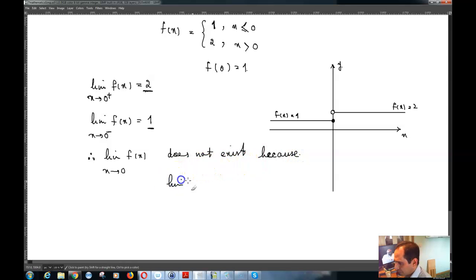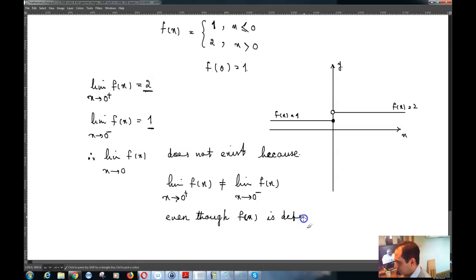And the reason is that the limit of f of x when x tends to 0 from the right is not equal to the limit of f of x when x tends to 0 from the left, even though f of x is defined at x is equal to 0.